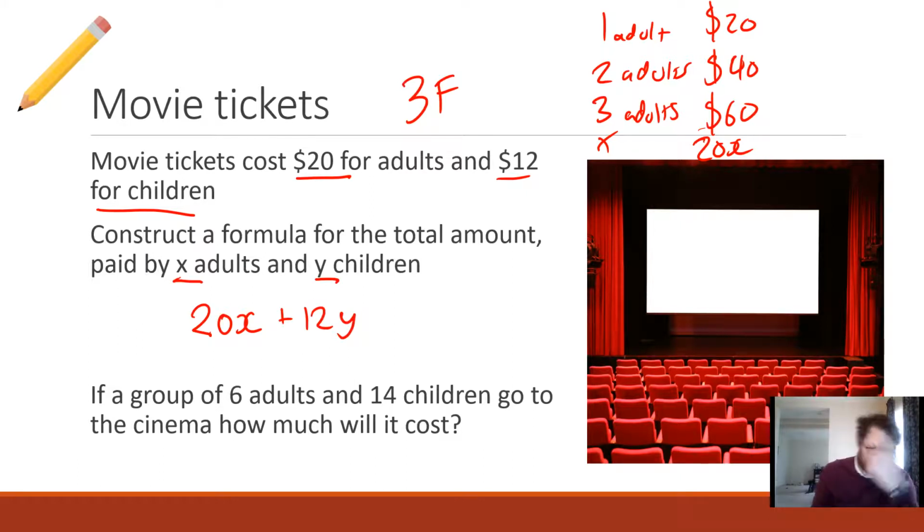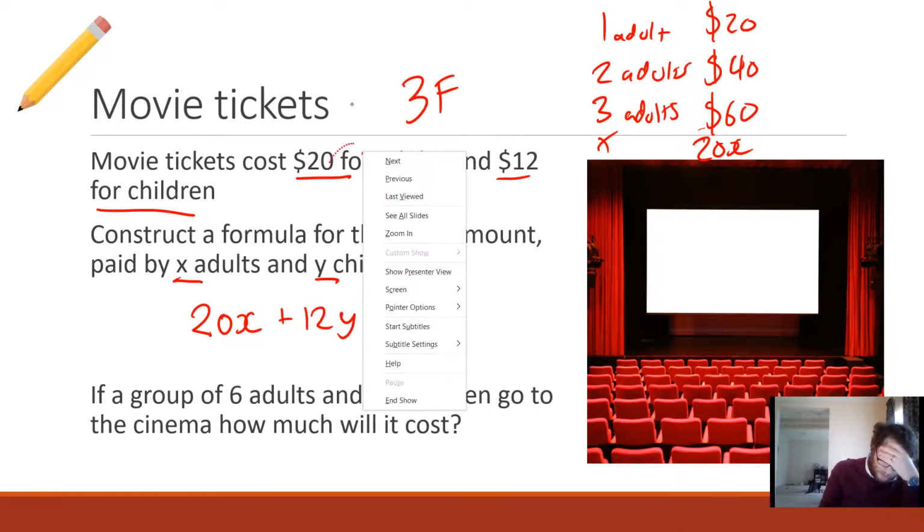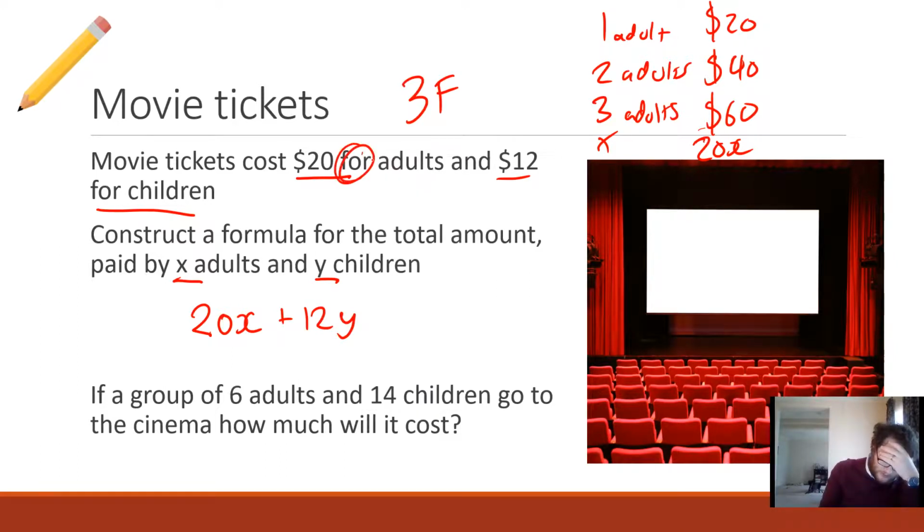Now you might say, okay, the other clue for this is the word for. Remember, the word for is another way to say times. If you see the word for, if you see the word per, if you see the word each, those mean times. So in this case, $12 for a child, that's going to be times. If it was $12 per child, it would be exactly the same question.